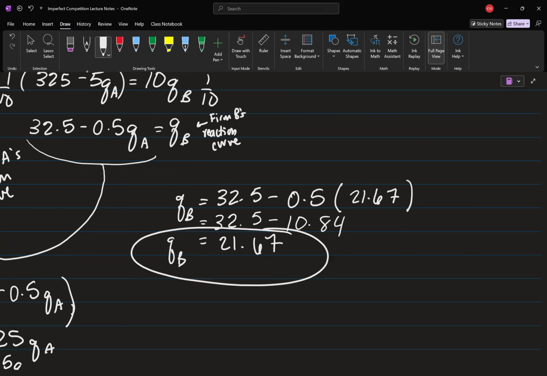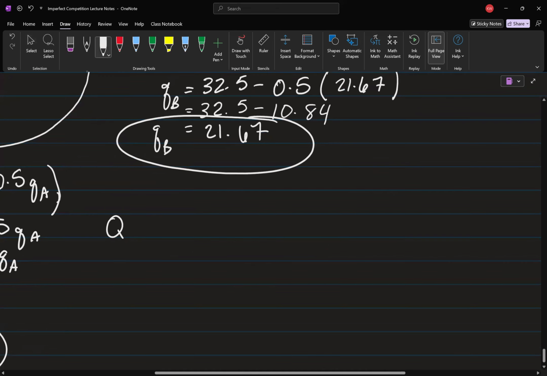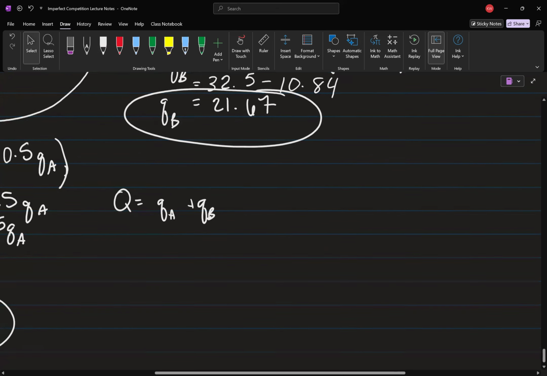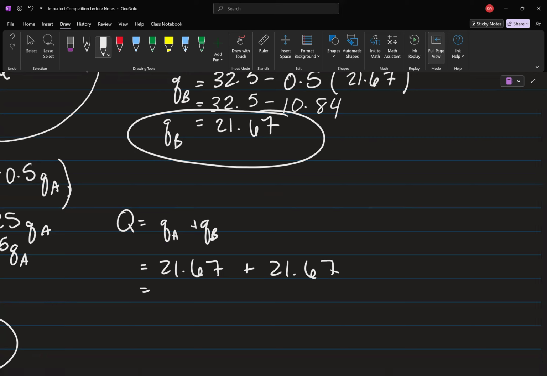Now that we have how much each produces, we can find the market output. So we're just going to add what firm A produces to what firm B produces. So we're going to have 21.67 plus 21.67. That's going to give us 43.34, or you could do 43.33, depends how you round. And that is going to give you market output.